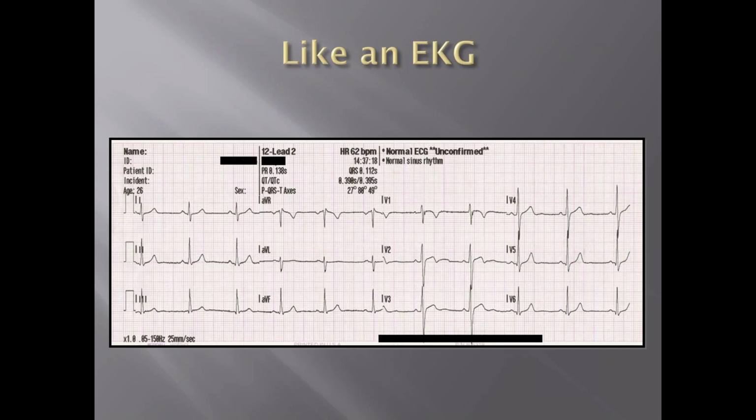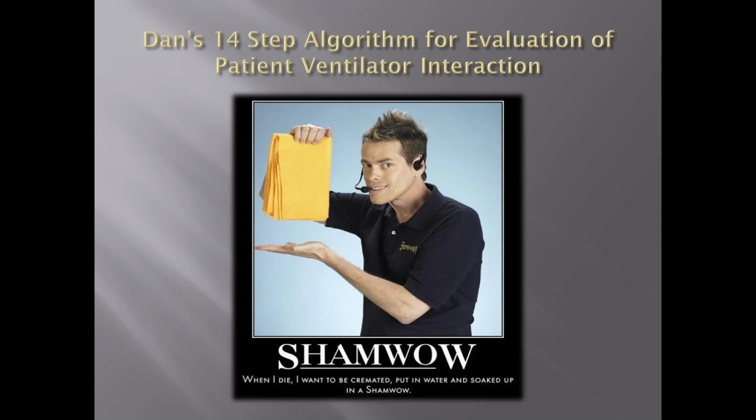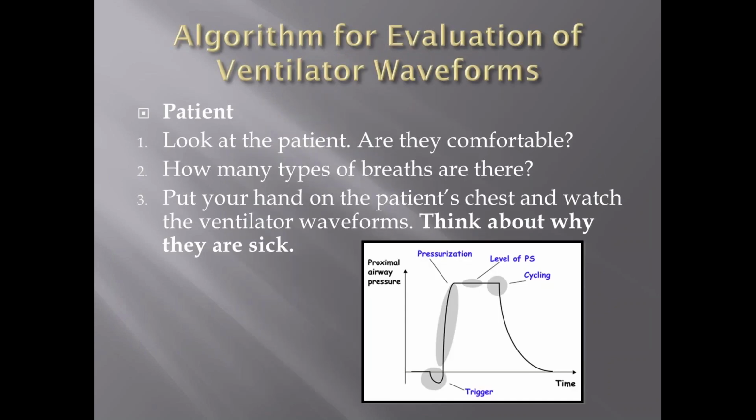Okay, this is my algorithm. I think of it like an EKG, in that you just go through it systematically, and you'll never miss asynchrony. 14 steps. In truth, there's 14 steps, and I made this up, but I usually just do the first 3 steps, and I'll do combinations of the other steps. 14 steps is a lot to remember, even for me, who made it up. So the first thing is looking at the patient, thinking about, are they comfortable? And then what Eric was doing before, thinking about how many types of breaths there are and how many breaths there should be for that particular mode of ventilation.